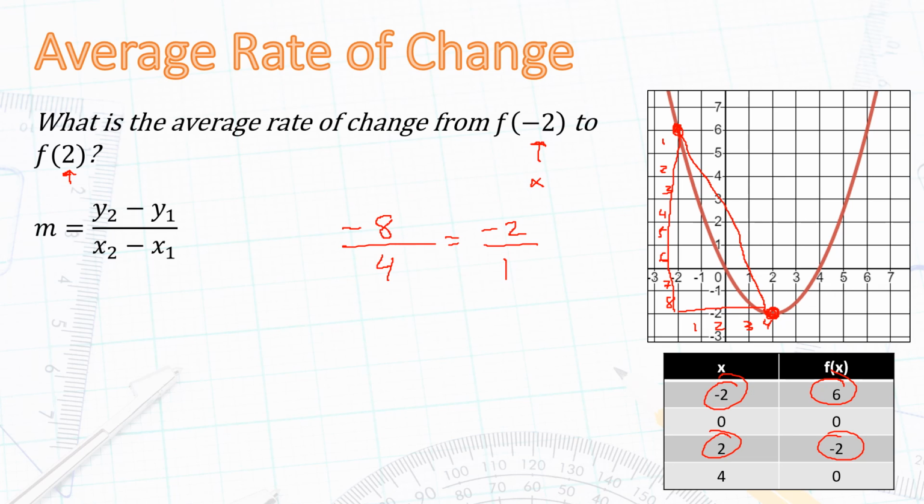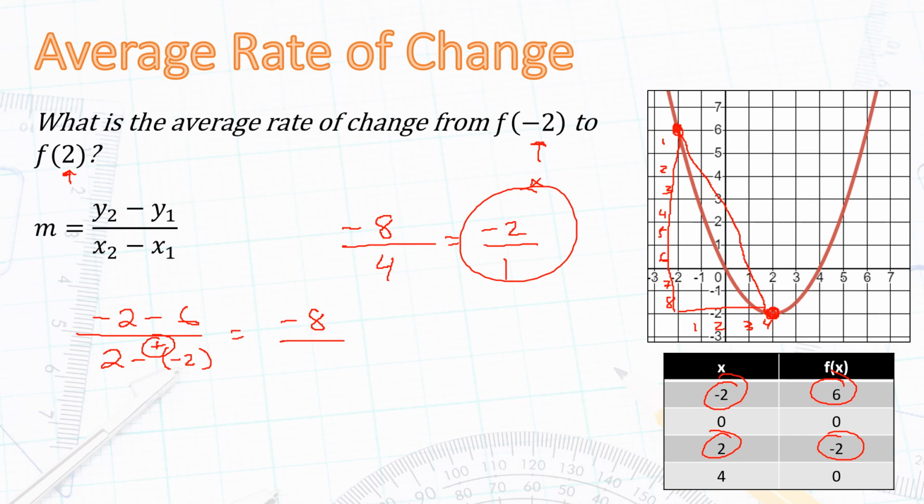So in the beginning, it's a bit steeper, but at the end, it's a little bit more shallow. The average rate of change is minus 2. And we can check that with coordinates again. So that would be y2, 2 minus 6, over 2 minus negative 2. So that'd be negative 8 over, it's going to be a plus, so 4, which simplifies to minus 2 over 1, which is the same as just minus 2. So slope of minus 2.